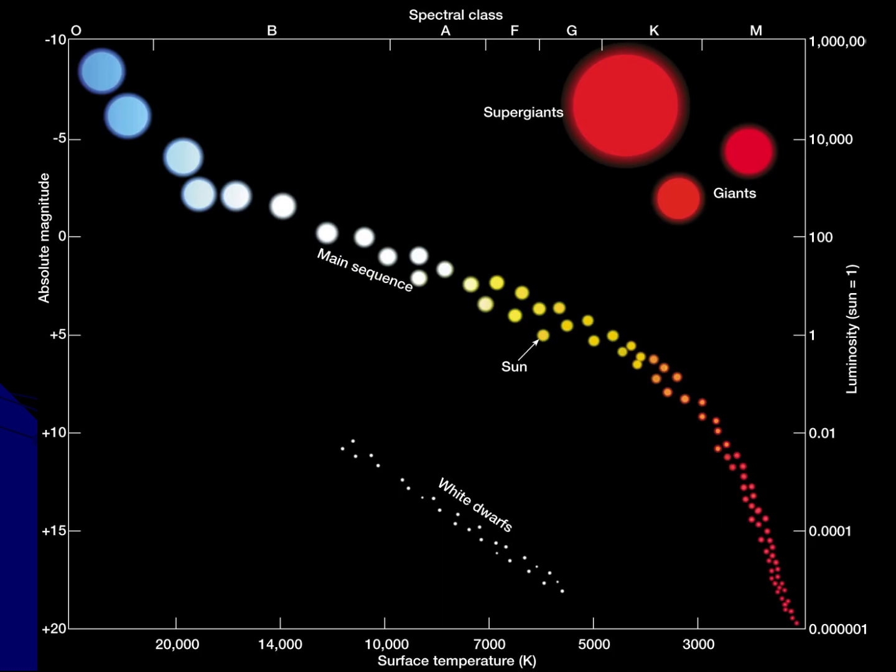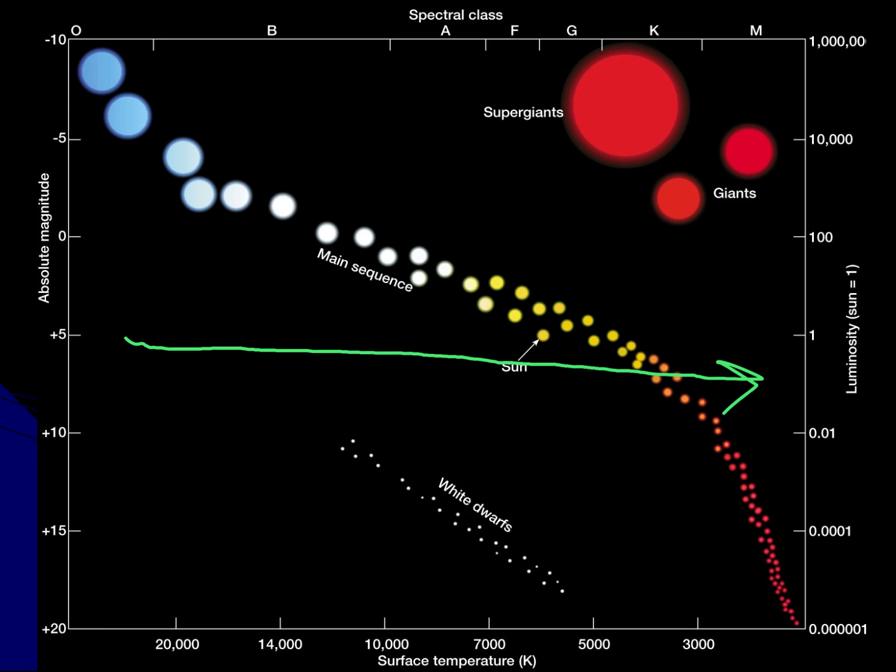Here's another version of the diagram, which may be easier to read as there's somewhat less information given on here. Notice how the colors change as you move across the chart. You move from blue to blue-white to yellow-white to yellow to orange and to red. You can also easily see the differences between the 4 groups in terms of size. The small white dwarfs, then the large giants, and extremely large supergiants.